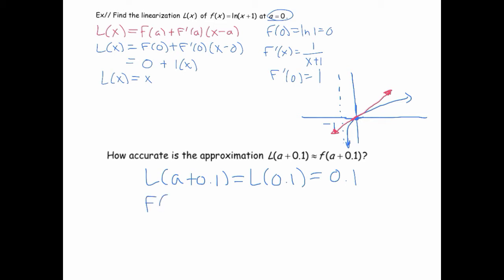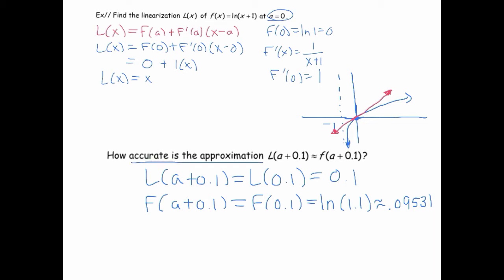And if you just plug that into the linearization, it's just 0.1. On the other hand, f of a plus 0.1 is the same as f of 0.1. And here you'd have to plug this into the natural log function. So it would be ln of 0.1 plus 1, so it's ln of 1.1, which is about equal to, if you put that in your calculator, 0.09531.